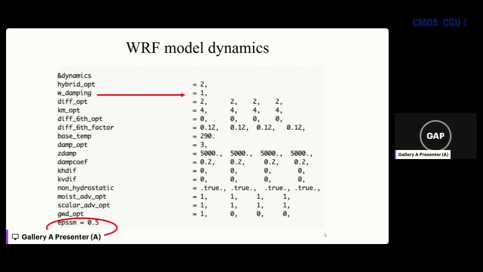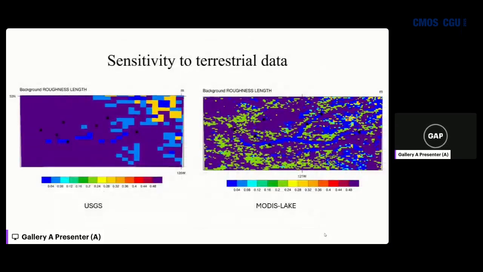EPSSM is the timing of centering. We use this value when we have the CFL error at the beginning of the run of the model. Due to complex topography, the value should be set between 0.1 and 0.5. A value higher than 0.5 introduces errors in the model outputs.